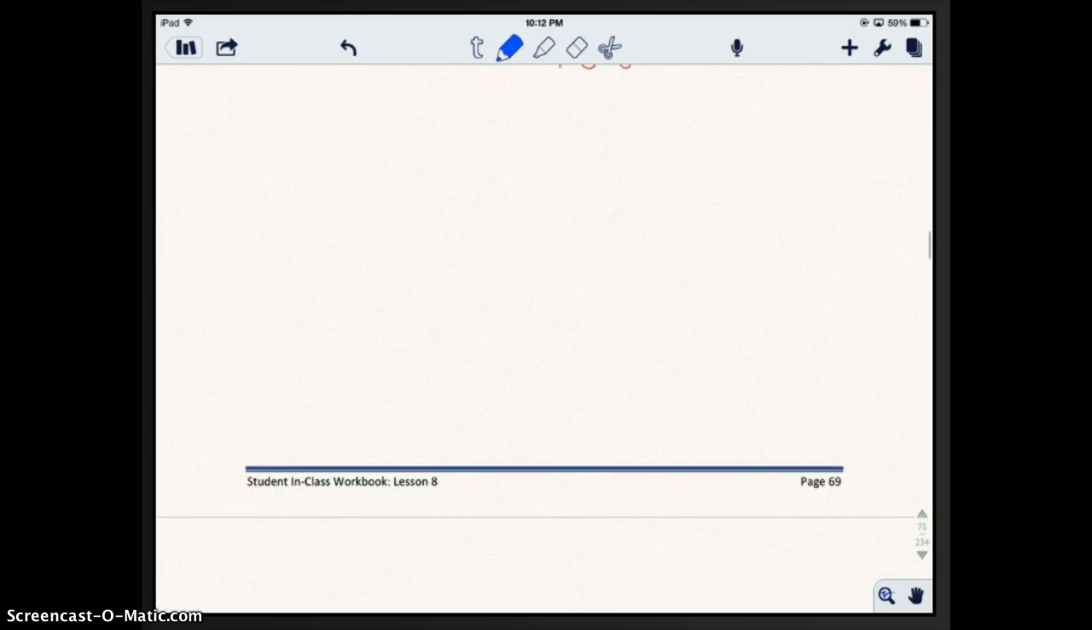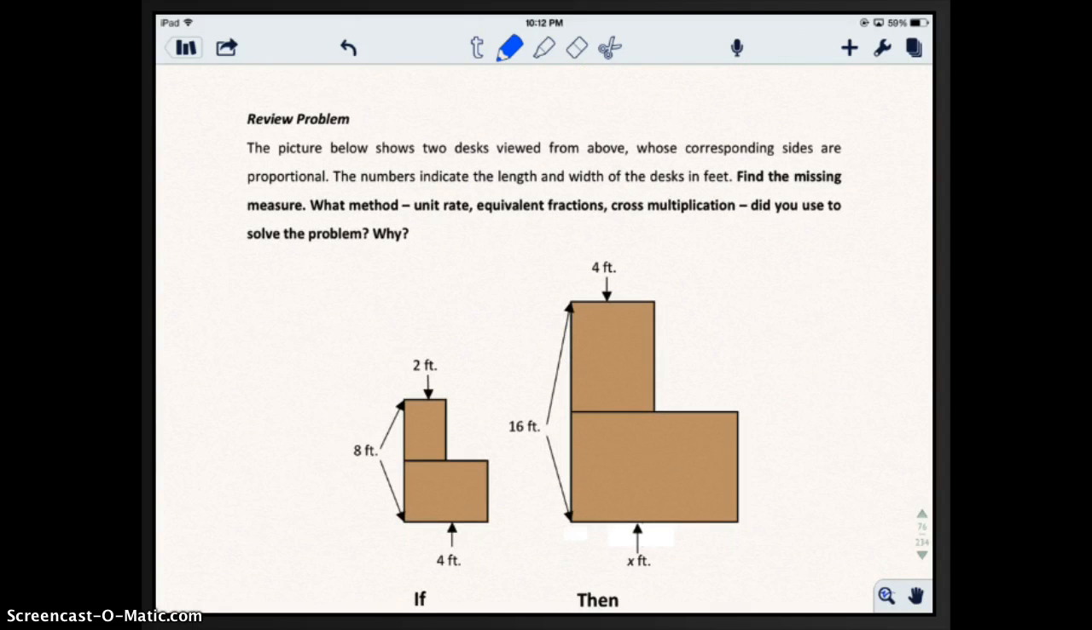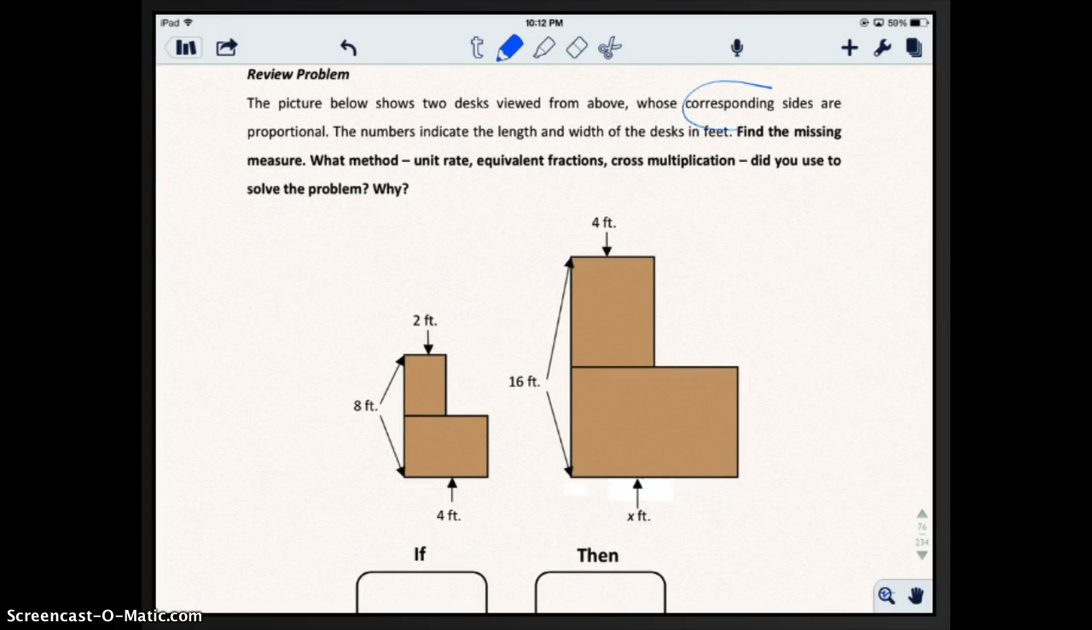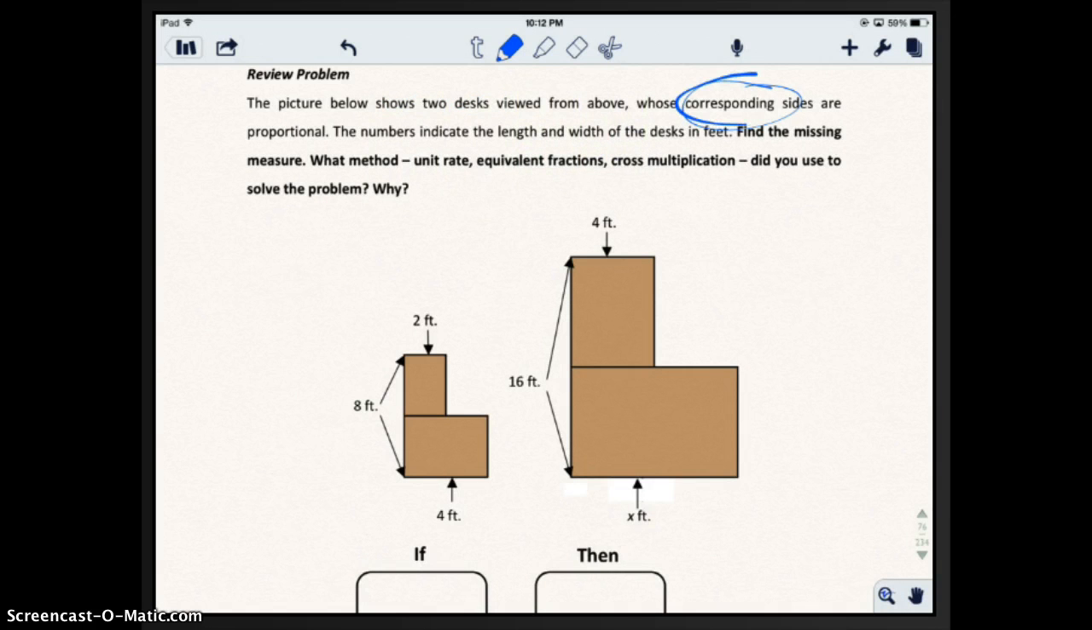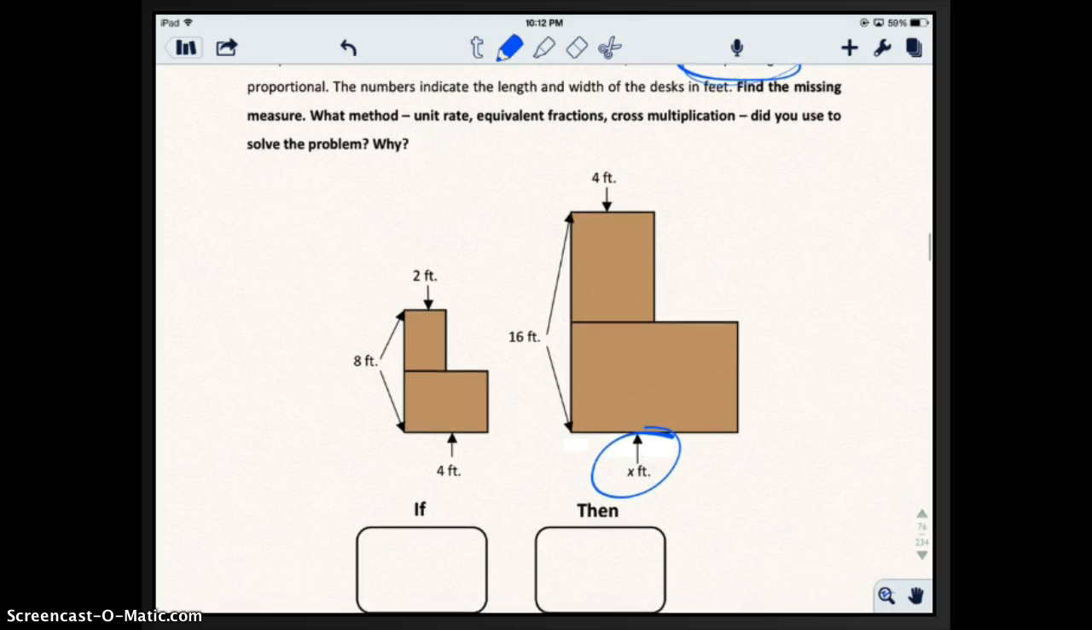Now we're going to scroll down to a review problem. It shows two desks viewed from above. The corresponding sides are proportional. The numbers indicate the length and width. We need to find the missing measure. This is the missing measure, and it corresponds to that 4 feet, just so you know.